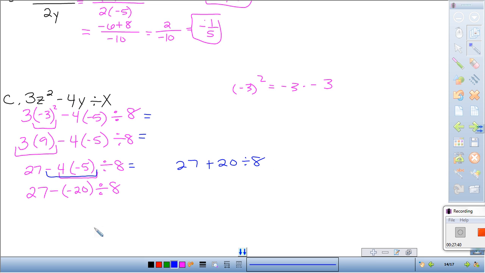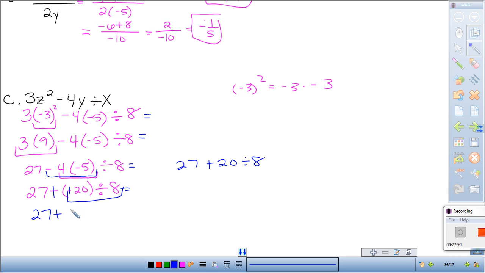And you'll see at the end we'll get the same answer, because what we're about to do is say, well, if I'm subtracting a negative, subtraction is the same as adding the opposite. So I end up changing it into plus 20 anyway. So either way, you'll get the same thing. And then we still have to divide before we can add.